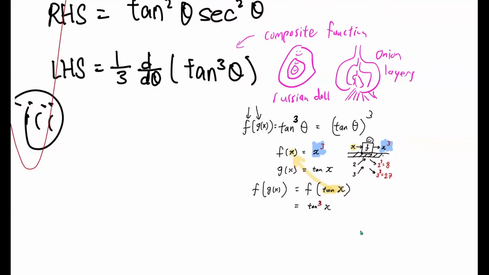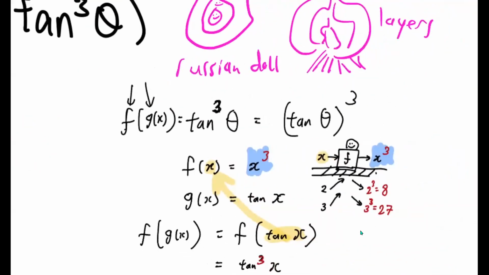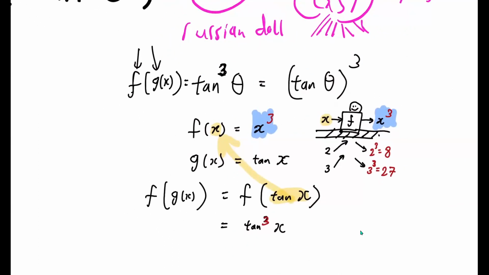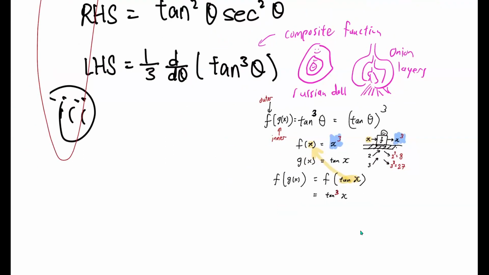Okay, good. So now that you recognize the f of g of x, can you tell me who's outer and who's inner? f of x is outer, g of x is inner. Very good. g of x is inner. So what rule do you have to use? You have to use chain rule. Is it chain rule? Yes, you can.